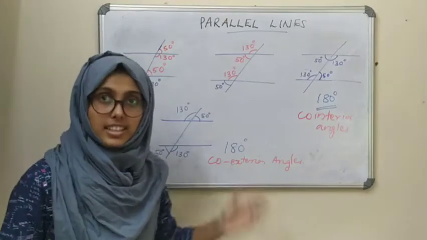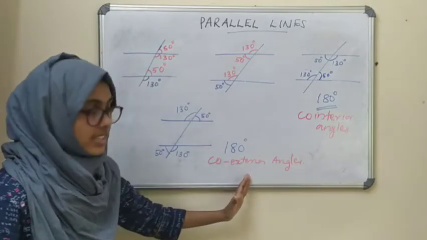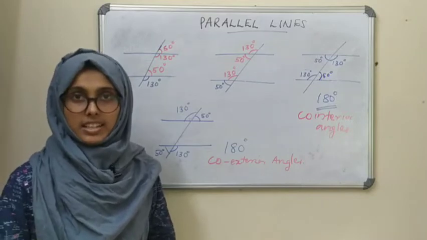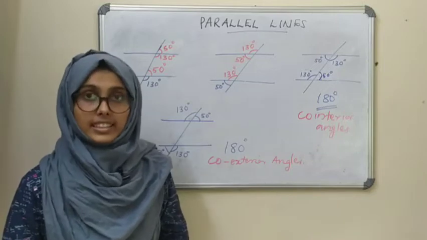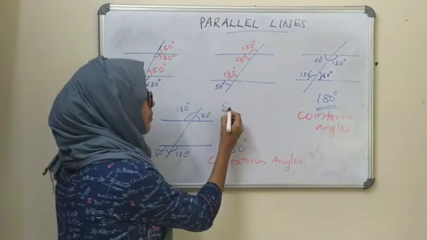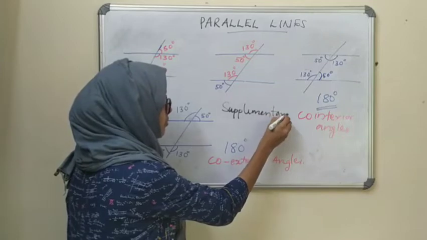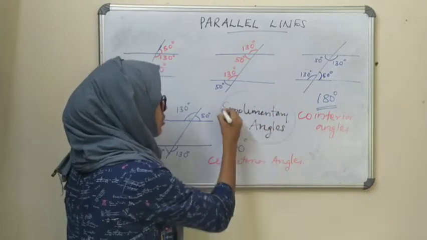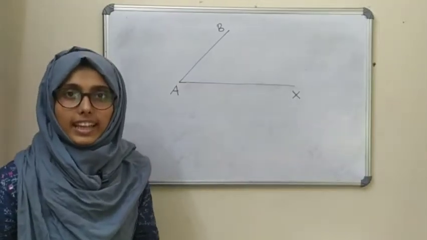In these figures, you can see in the co-interior angles and co-exterior angles, the sum is 180 degrees, isn't it? So these angles with the sum 180 degrees are called supplementary angles. Okay, supplementary angles. So these are called supplementary angles. Now we are going to study a new theory.